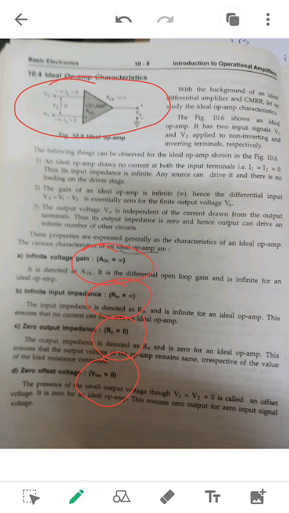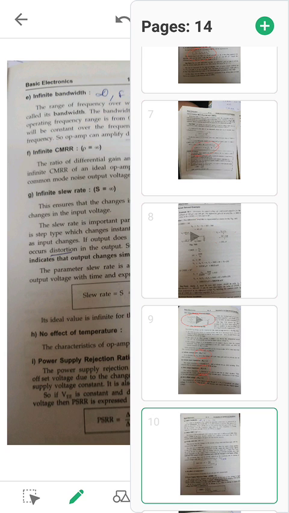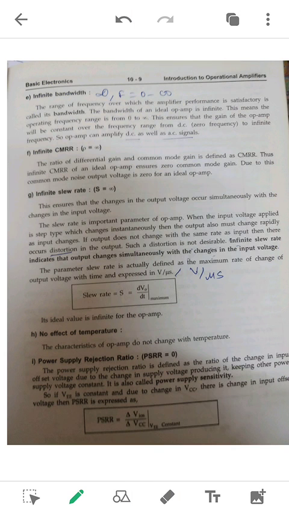So coming to the next, called infinite bandwidth. Bandwidth is the difference between the two frequencies. So the range of frequencies over which the amplifier performance is satisfactory or stable is called the bandwidth. The range of frequencies.